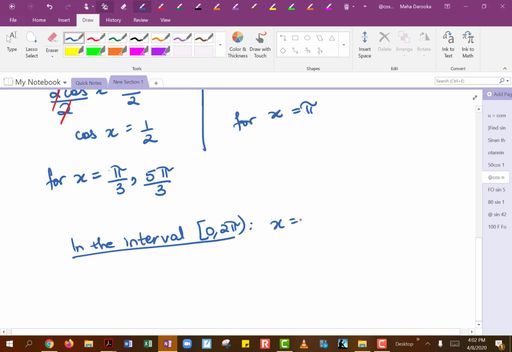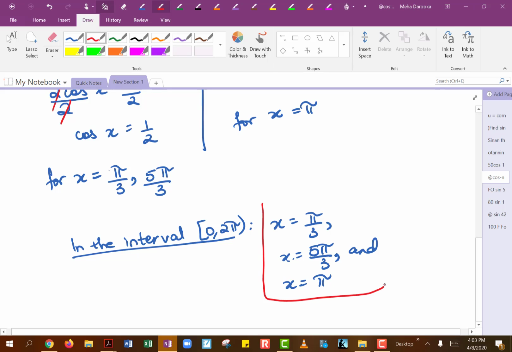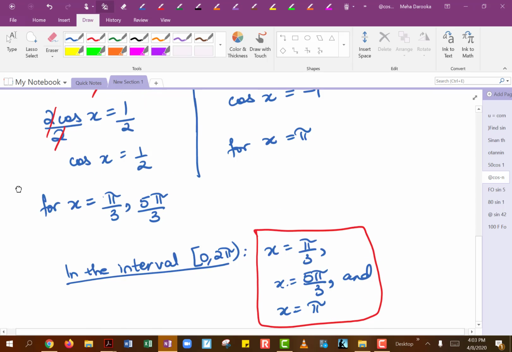Our x values are going to be pi over 3, 5 pi over 3, and x equals pi. That's it. So this here will be our solution set for problem number 6.